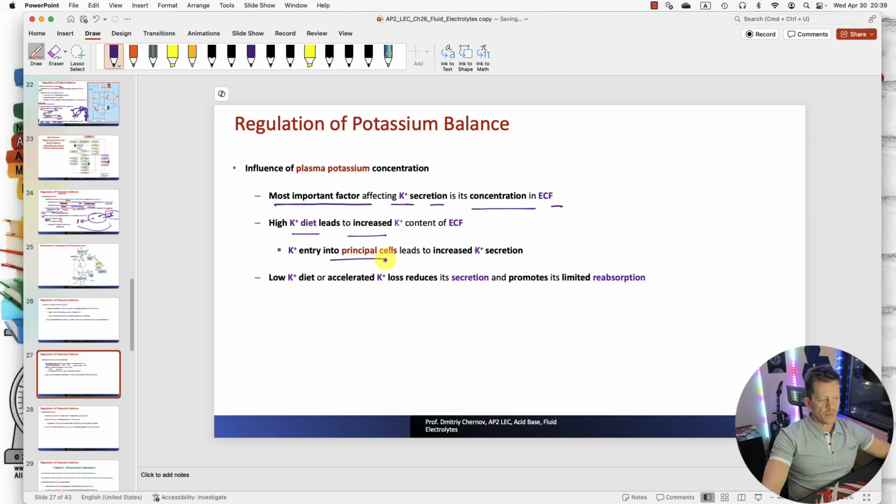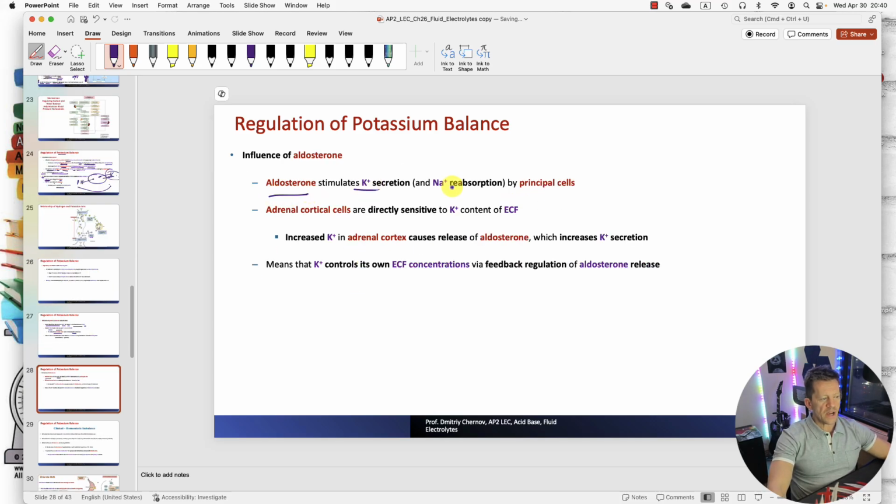Potassium entry into the principal cells. The principal cells, if you remember, maintain the balance of sodium chloride and potassium, in the convoluted tubules. So this leads to increased potassium secretion to maintain the balance. A low potassium diet or accelerated potassium loss reduces its secretion, because you need to keep at least something so you can maintain the balance with sodium. So if there's low potassium, there is high sodium. Or if there's high potassium, there's low sodium. And there's also chloride. So yeah, I did not come up with this stuff.